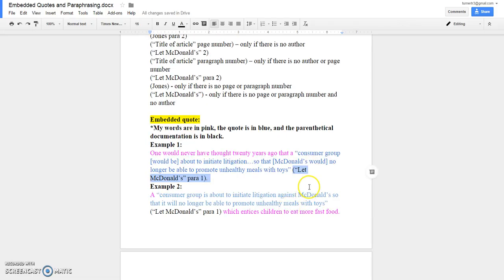That's true no matter where in the sentence the quote is. You can see on this second example that my words are here and my words are here, but the quote is in the middle of the sentence. Therefore, the parenthetical documentation is also in the middle of the sentence directly after that quote. There is no period before the parenthetical documentation. The period's only at the end of the sentence. So if the paragraph ends with your words, then the period's after your words. If the paragraph ends with the parenthetical documentation because the quote was at the end, it goes after the parentheses.